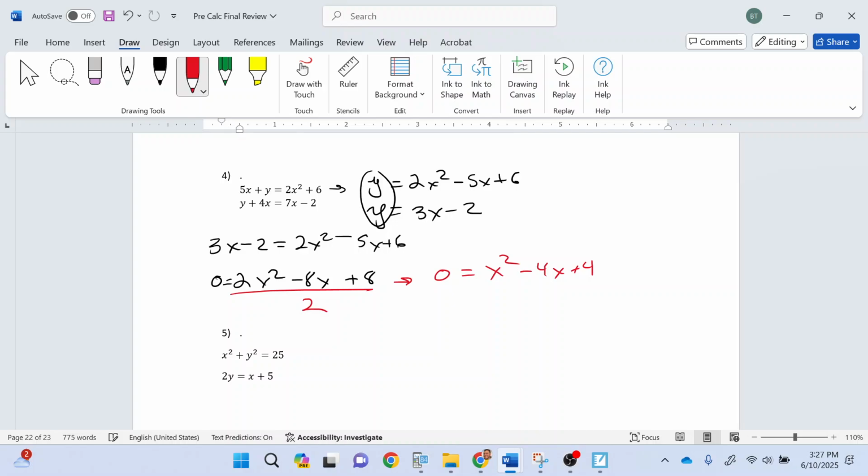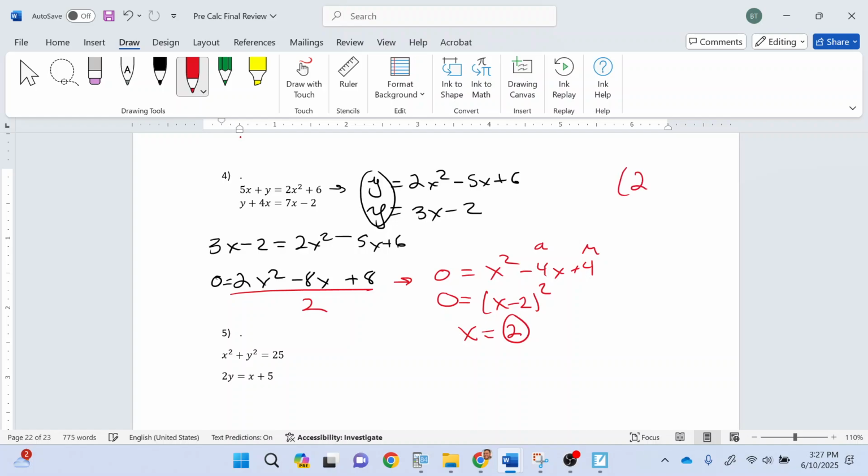Hopefully you could factor this out. 1 multiplies with 4, that adds to negative 4. That's going to be x minus 2 and x minus 2. So x minus 2 squared, which means the only answer I get is 2. It's considered a double root, but I figure out that x equals 2.